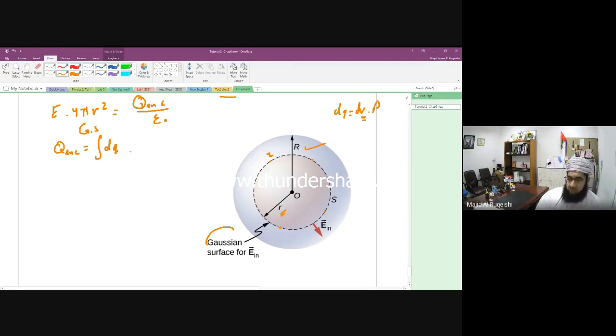So this will be the same as integration of, now we said that's rho here, into dV. We know that dV, we got it from before.